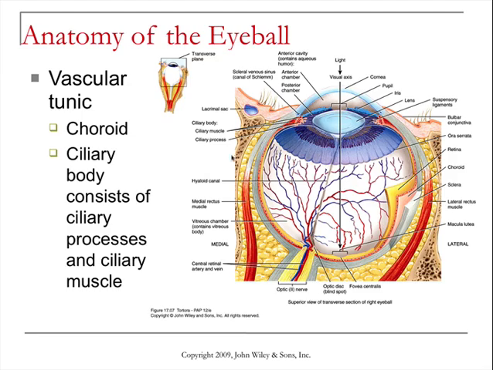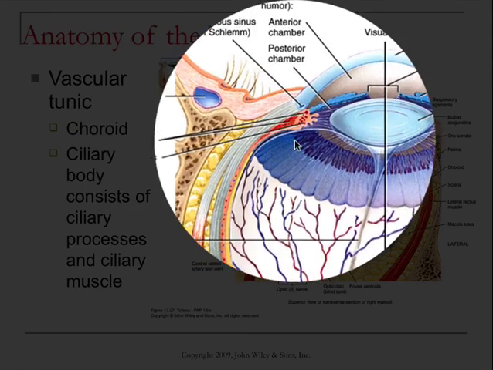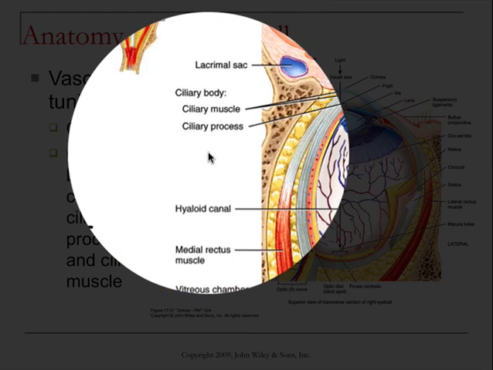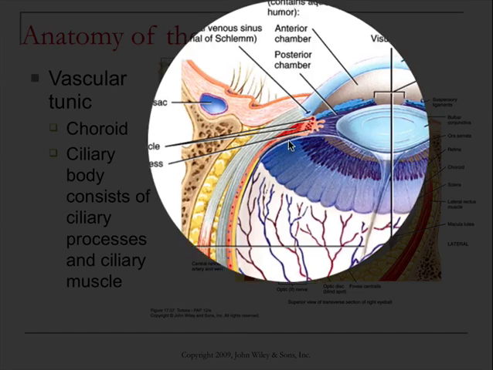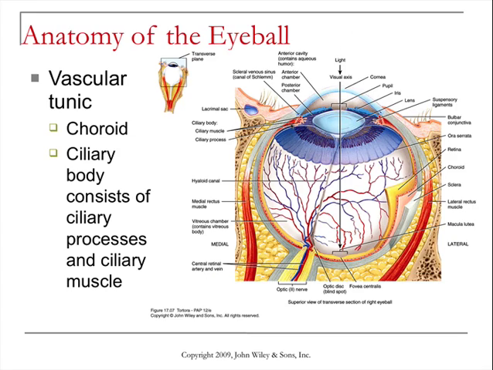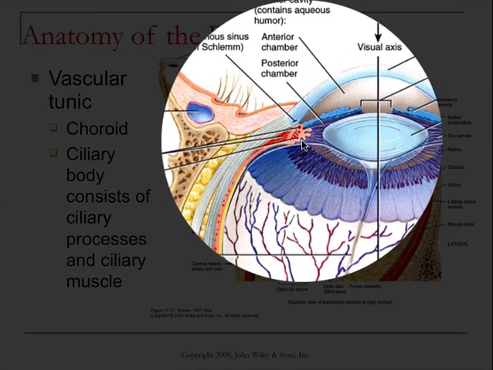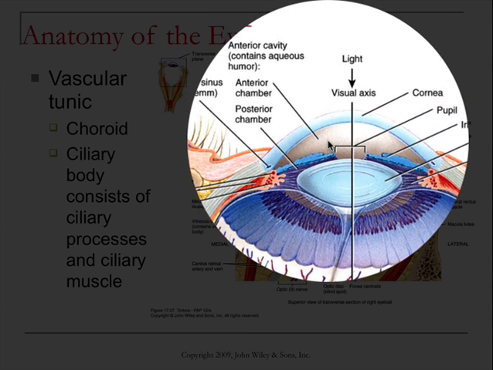The ciliary body, labeled here and shown here, consists of two parts: the ciliary processes and the ciliary muscle. The ciliary processes, shown here, are small protrusions or folds on the internal surface of the ciliary body. They contain blood vessels that secrete aqueous humor, the fluid that's shown here in the anterior chamber, and we'll talk more about that a little bit later on.